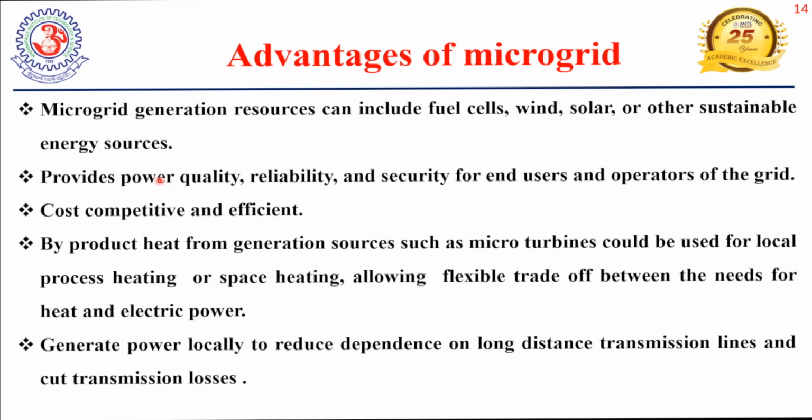Microgrid generation resources can include fuel cell, wind, and solar. These are all renewable energy sources, that means non-conventional sources. In the upcoming future also we are not worried about whether fuel or sources are available or not. Why? Because other sources are depleting day by day, but our renewable energy sources are available in nature all the time. Next point: provide power quality, reliability and security.